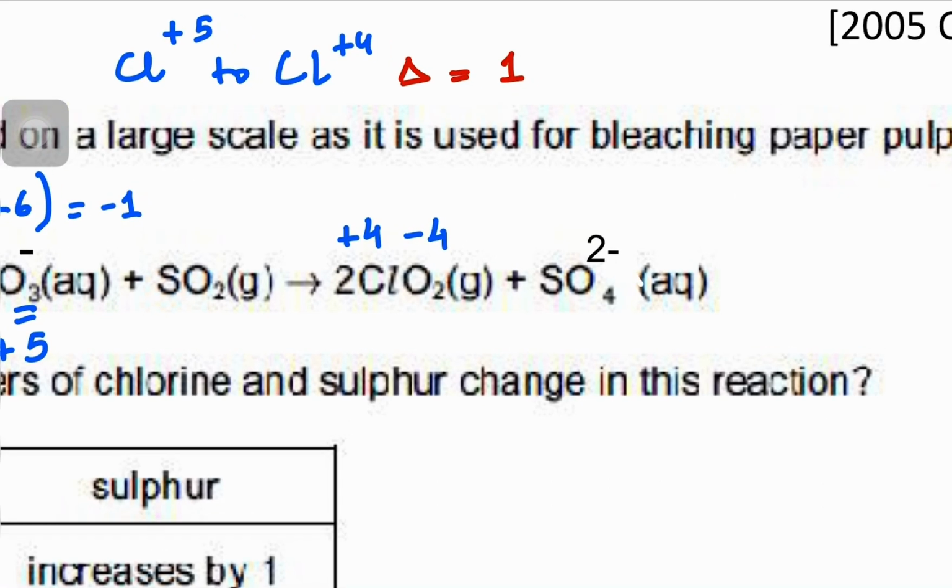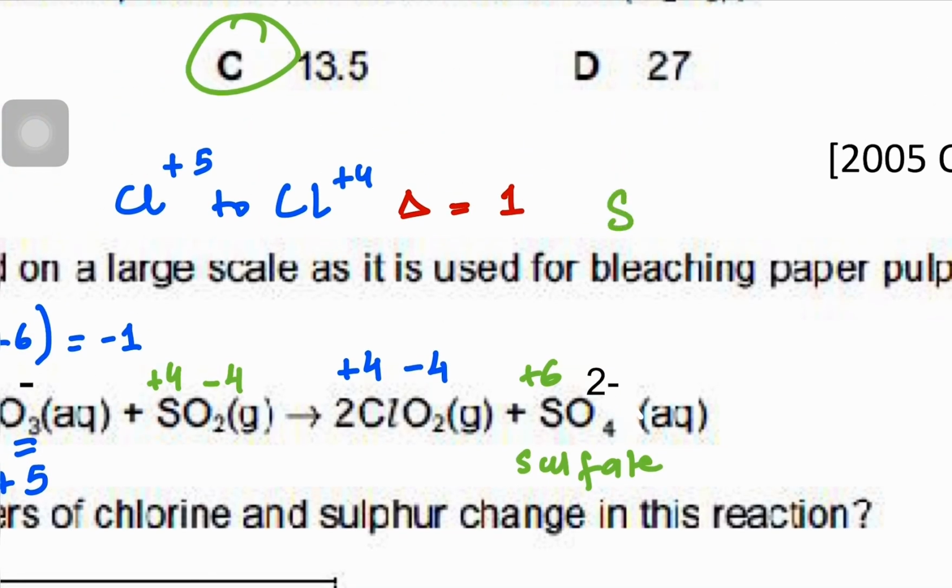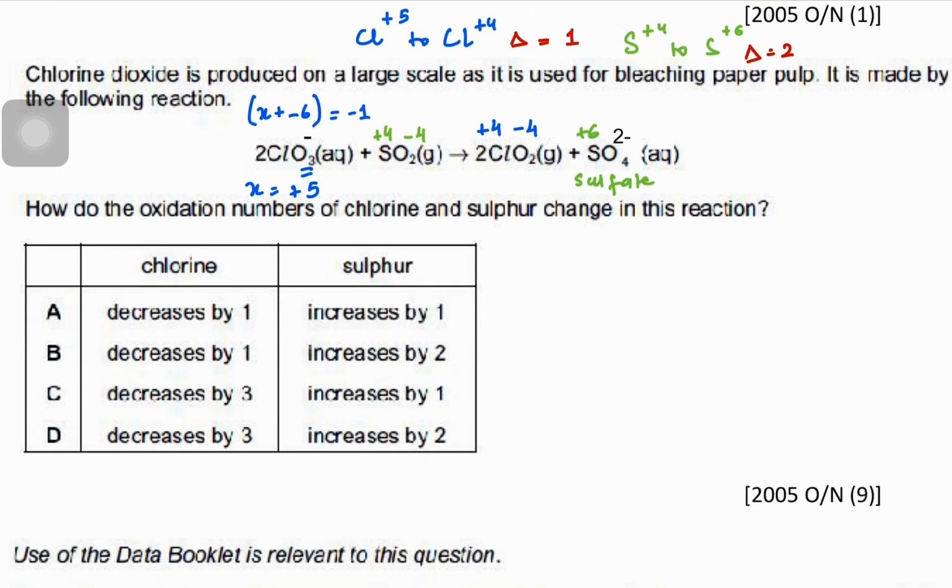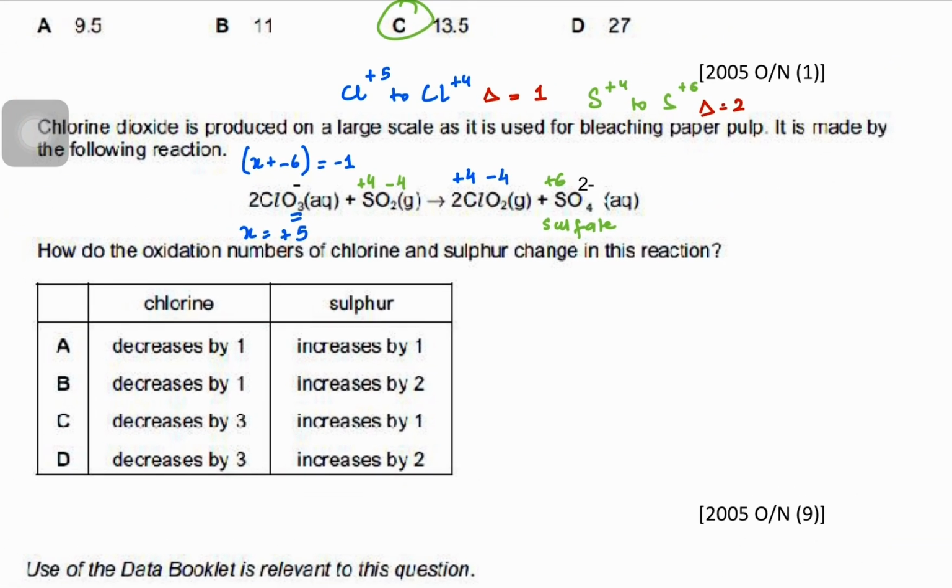When I look at sulfur dioxide, it involves two oxygens, so -4 because of oxygen. Sulfur has to be +4. On the right hand side, when I notice sulfur, it is sulfate. Sulfate is always +6 for sulfur. So here sulfur is +6. So sulfur is changing from +4 to +6, which is a change of 2 units. So I can notice sulfur is changing by 2 and chlorine is changing by 1. So my answer is going to be B for berries.